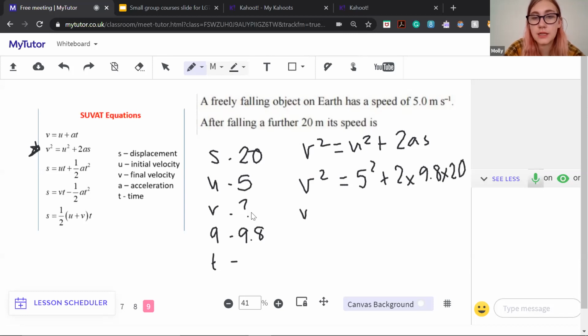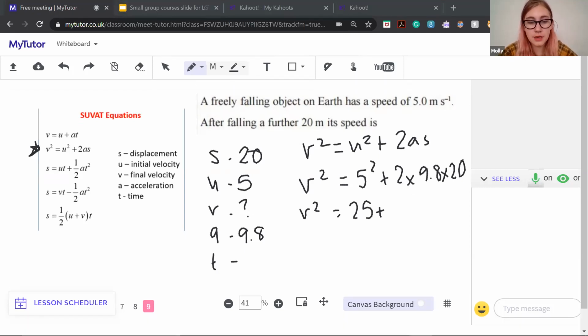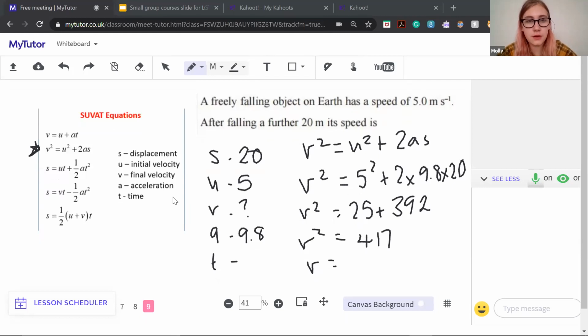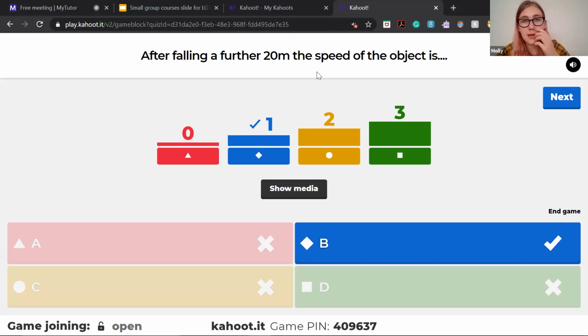S. Tidied up, V squared equals 25 plus, then let's look here, 2 times 9.8 times 20, 392. So V squared equals 417. So V equals root of that. So root 417 is 20.42, which was the correct answer on here, or 20, so would be the closest. So hopefully that makes sense.